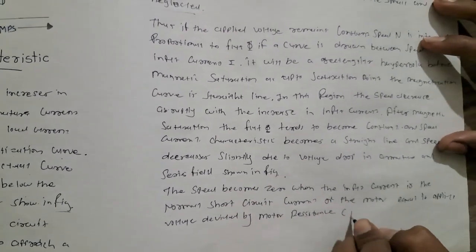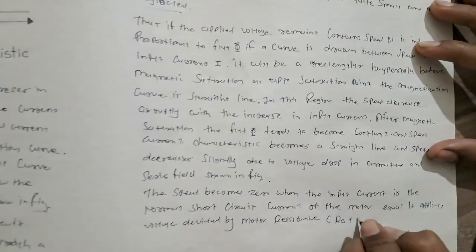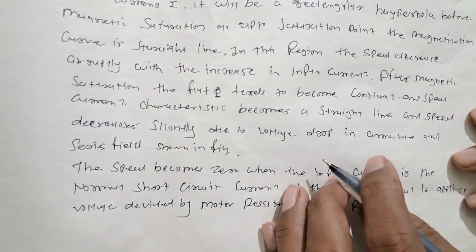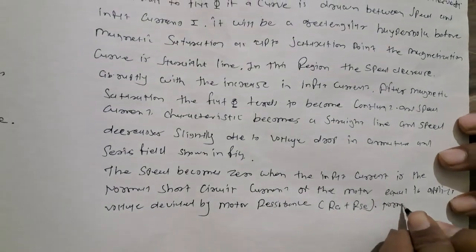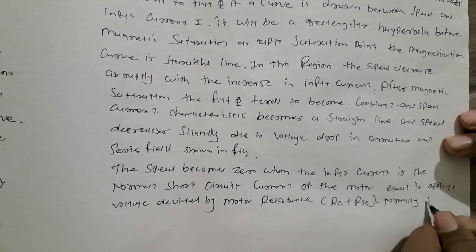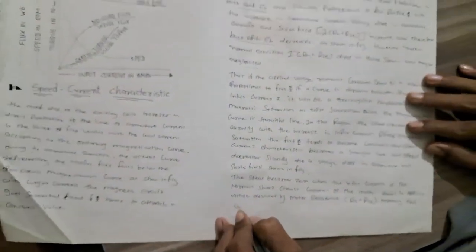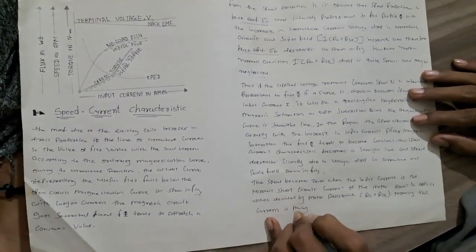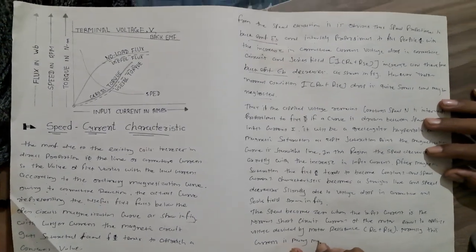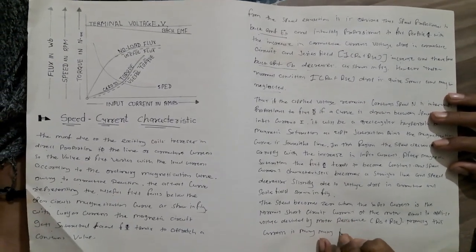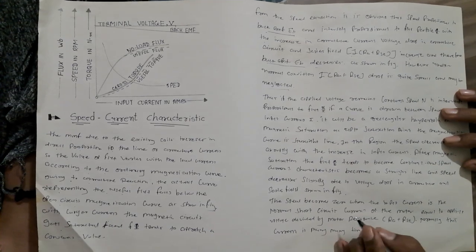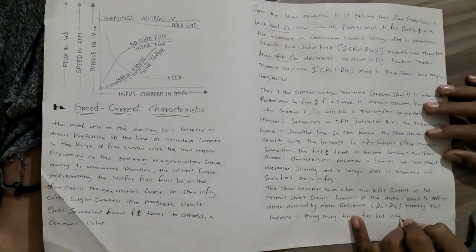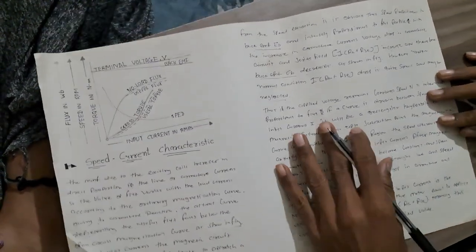Okay, resistance means Ra plus Rse. Normally this current is many times full load value, full load value.